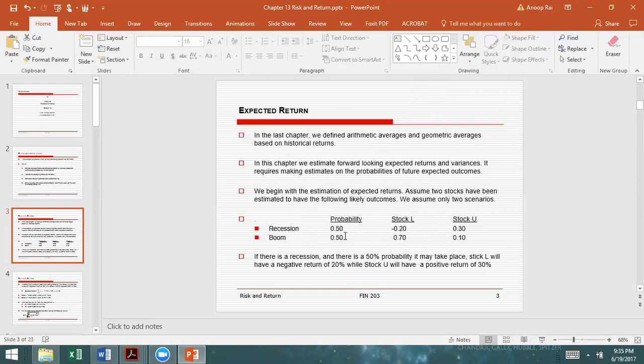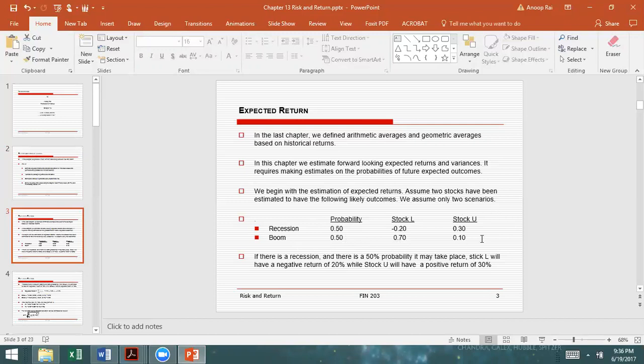When there's a recession, we think stock L will get a negative 20% return. So if your stock was selling at $100, it'll probably sell at about $80. On the other hand, if the economy takes off, then this stock is going to do really well. It may even go up as high as 70%. So if you had a stock worth $100, it's probably going to end up being $170.